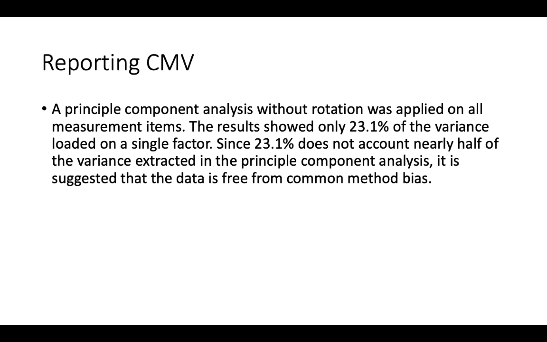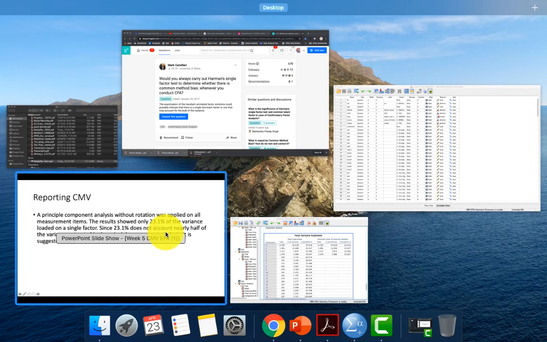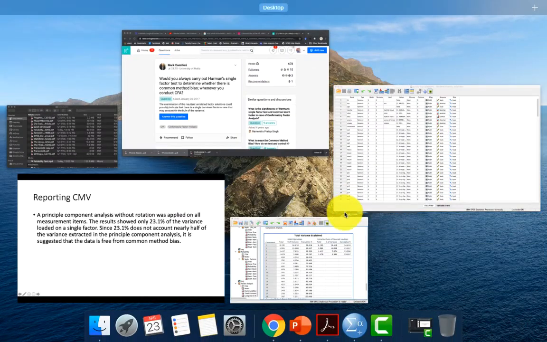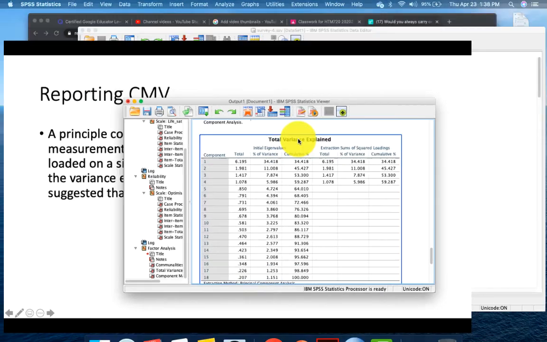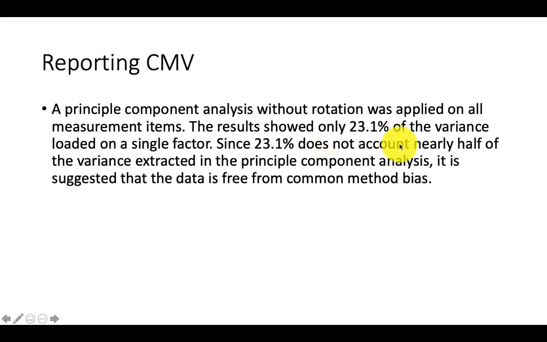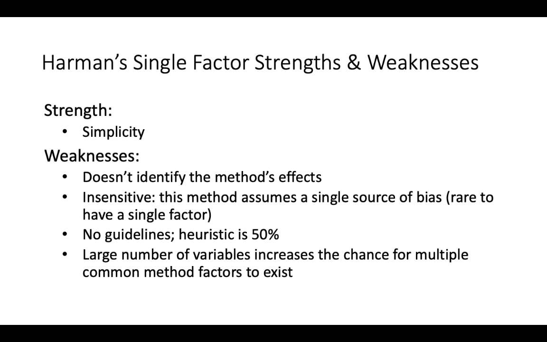So this is how you report for CMV. The principal component analysis without rotation was applied on all measurement items. The result showed only 23%. In our case, it's not 23%, that's the old example. In our case, it's 34.4% of the variance loaded on a single factor. Since 34.4% does not account for nearly half of the variance extracted in the principal component analysis, it is suggested that the data is free from common method bias. That's all. Isn't it easy for you guys to check for common method bias?